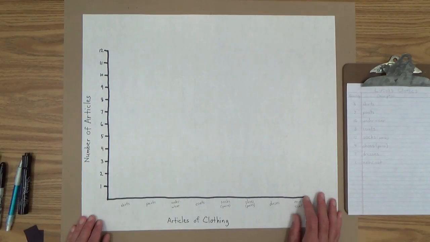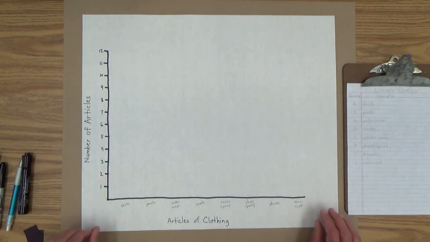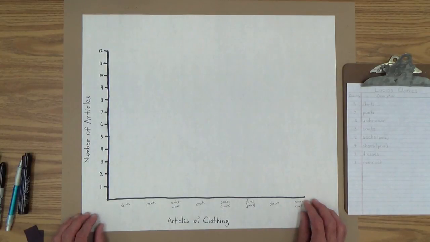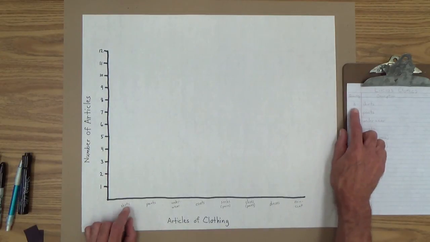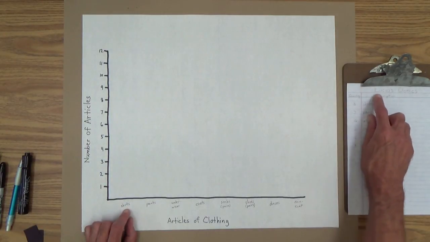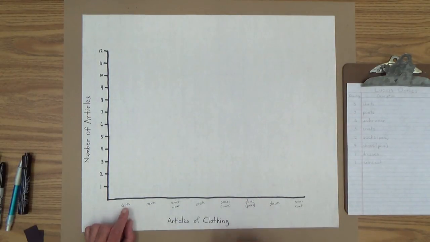One more thing I want to tell you. Well, maybe I'll tell you that in just a minute here. Let's get this graph going, and we're going to start out with our column called shirts, and I'm looking at my list over here, the list that we call Lucia's clothes, and it says Lucia has 8 shirts.